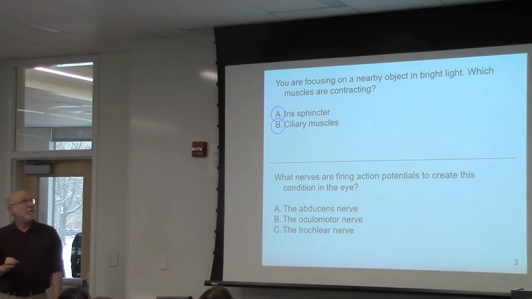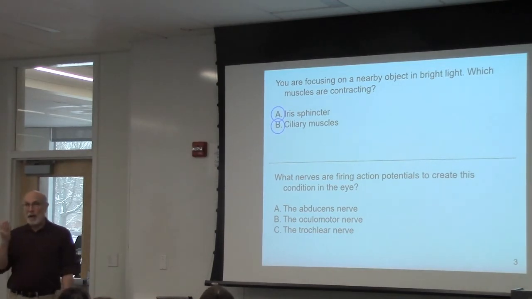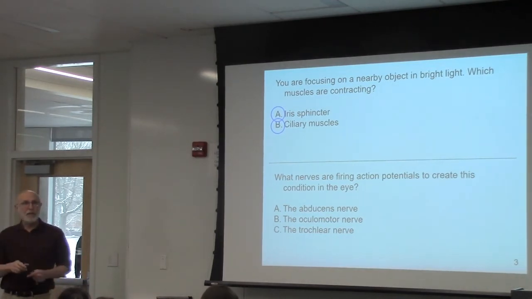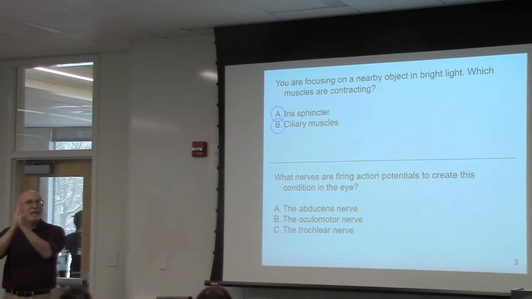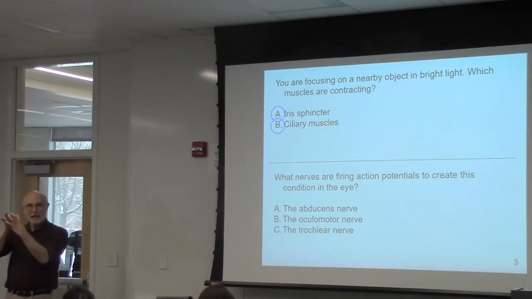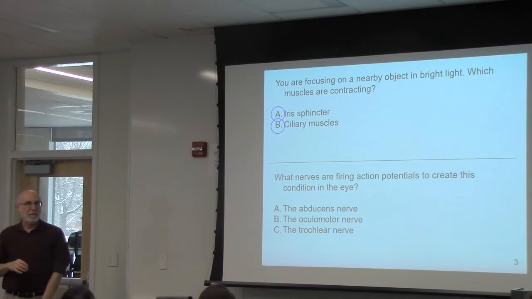And you are focusing on a nearby object, which means you need a round lens, a bulgy lens, which means you have to relax the tension on the fibers that are holding the lens, because tension makes a flat lens. So you want to relax the tension to make a round lens, and that means contracting the ciliary muscle. Okay?